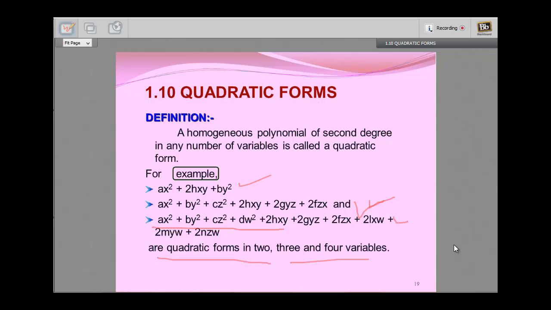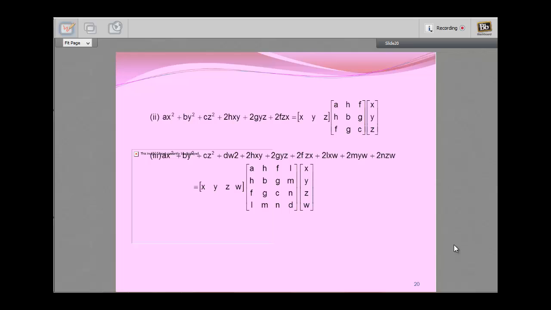So now the question is how we can write these types of quadratic forms in the form of a matrix. So let us see. If we have 3 variables and we have to write this quadratic form, first of all we will write the diagonal elements. Here it is the coefficient of x square, coefficient of y square, coefficient of z square. So I write in the diagonal elements a, b and c. Whatever the square terms are, we will write them in the diagonal.